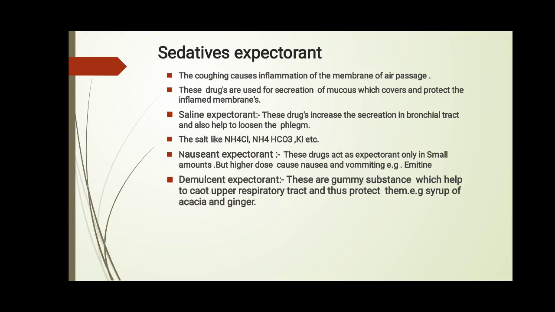Nauseant expectorants: these drugs act as expectorants only in small amounts. Nauseant expectorants are used in small amounts, but higher doses cause nausea and vomiting. An example of a nauseant expectorant is emetine. Third one, demulcent expectorants. These are gummy substances which help to coat the upper respiratory tract and thus protect it. Example: syrup of acacia and ginger are demulcent expectorants.